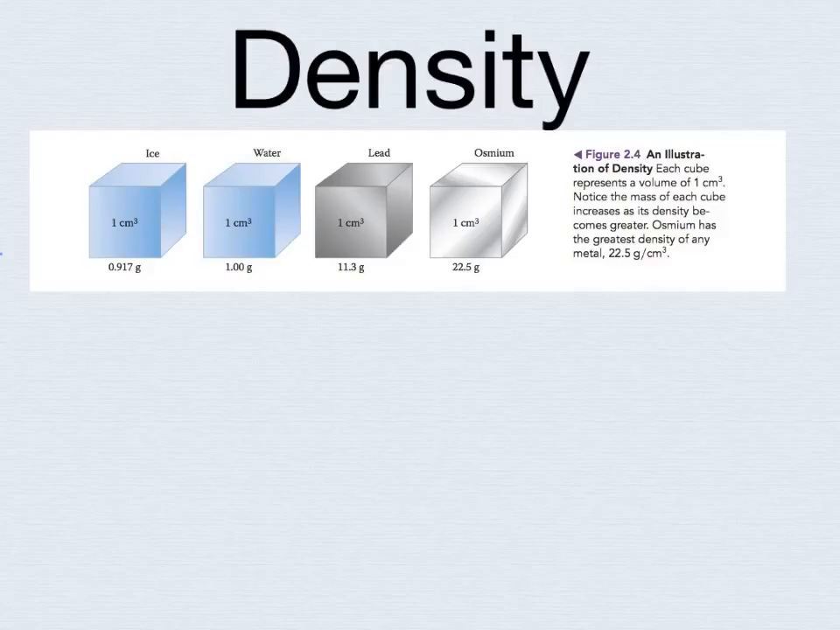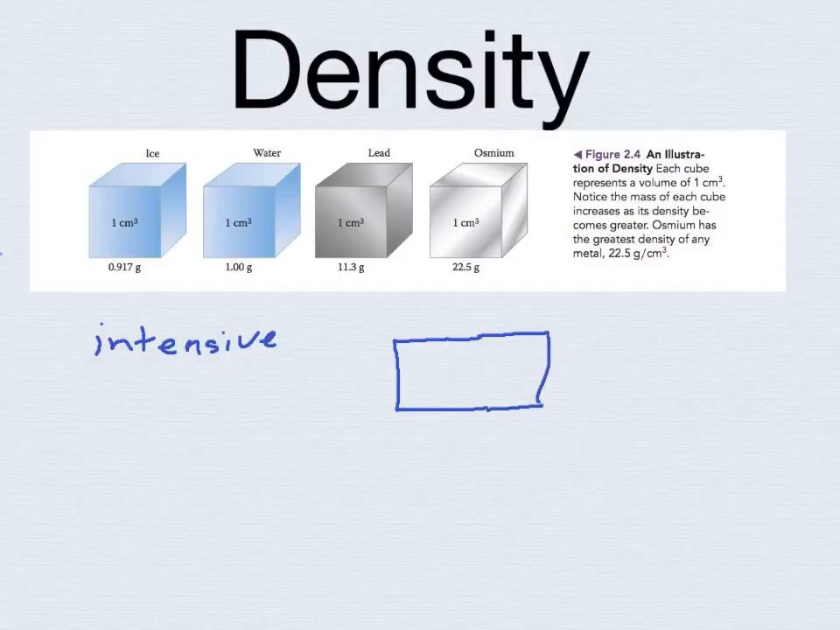I want you to remember the word intensive. We discussed intensive and extensive properties. An intensive property doesn't change based on how big your sample is. So for example, if I had a sample of lead that was much, much bigger, let's just say it was 1,000 cubic centimeters.